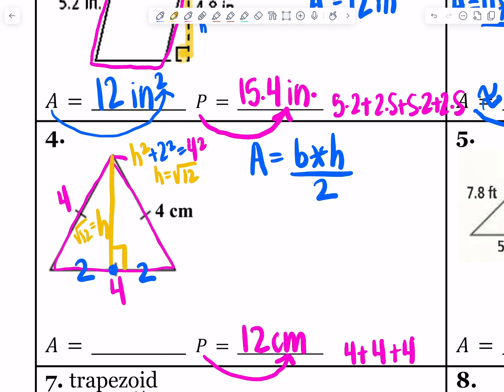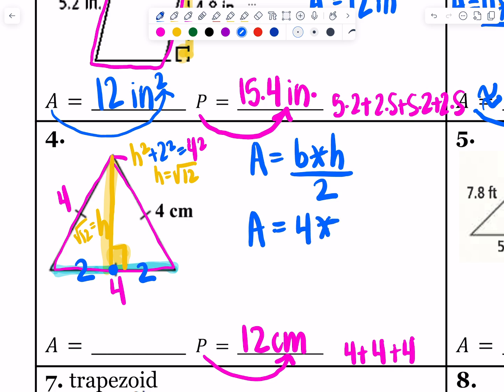So there's my right angle. I'm going to highlight it. Here is my right angle I drew in. There is my base. My base is 4. My height is the root 12. So that is going to be equal to 4 times root 12, that's my height, divided by 2.